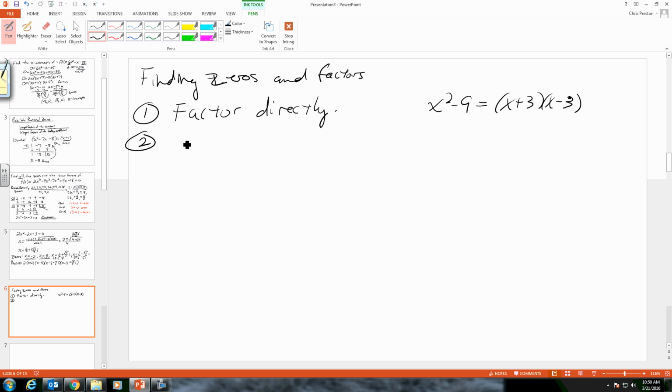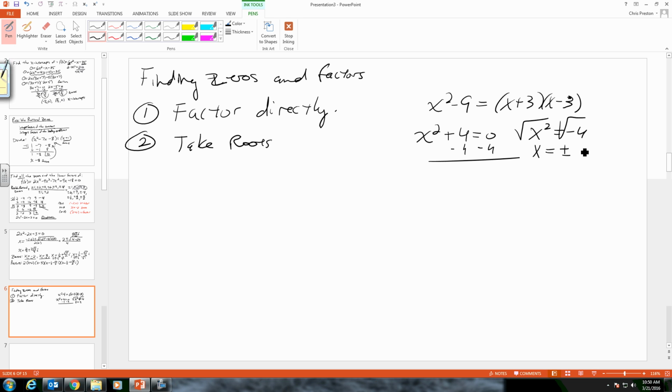Another thing we can do is take roots. Sometimes you'll have something like x squared plus 4 equals 0, and you're like, I don't know how to factor that. Well, if I subtract 4, you get x squared equals negative 4. Take the square root, boom, boom. X equals plus or minus the square root of negative 4, which is, by definition, 2i. If you have that, then you can say the factors are, so these are plus or minus 2i, right? The factors here are x minus 2i and x plus 2i, right? So sometimes you can take roots to find things.